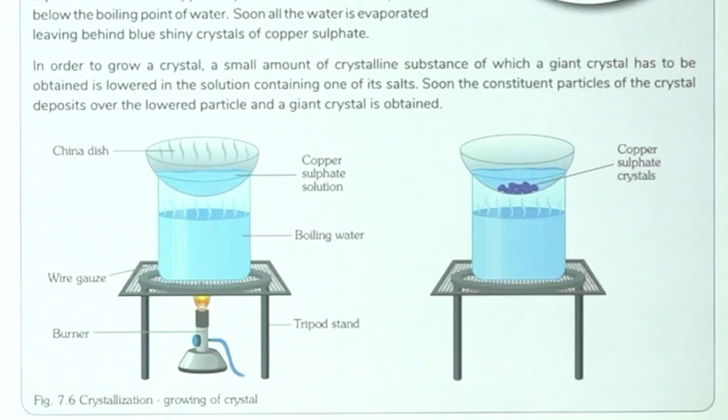In order to grow a crystal, a small amount of the crystalline substance, of which a giant crystal has to be obtained, is lowered in the solution containing one of its salts. Soon the constituent particles of the crystal deposit over the lowered particle and a giant crystal is obtained. So in the first image, we can see how copper sulfate solution is being heated, and in the second picture, we can see how copper sulfate crystals are formed.